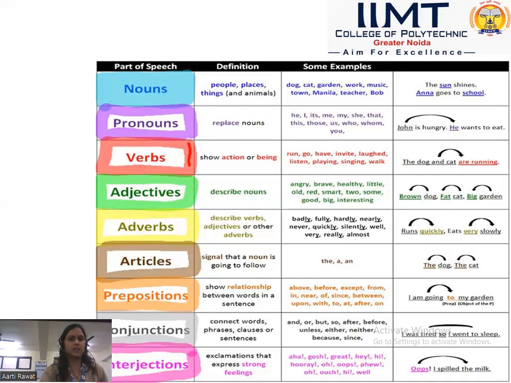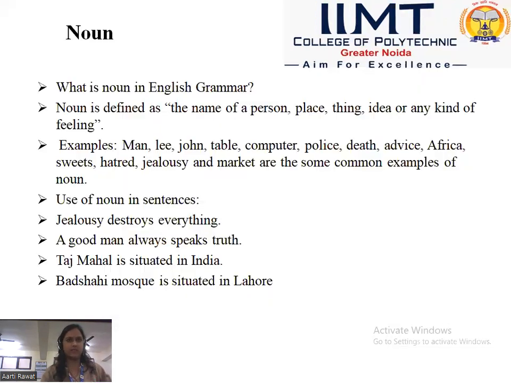And conjunctions ये words connect करते हैं, like connect words, phrases, clauses और sentences. Conjunctions उनको connect करते हैं. Examples आएंगे इसके: and, but, so, after, before, unless, either, neither, because or since. These are some examples of conjunctions. And interjections, these are exclamations that express strong feelings. It shows our feelings, like gosh, great, hey, hi, hooray, oh, oops, phew, ouch, well. These are some examples of interjections.